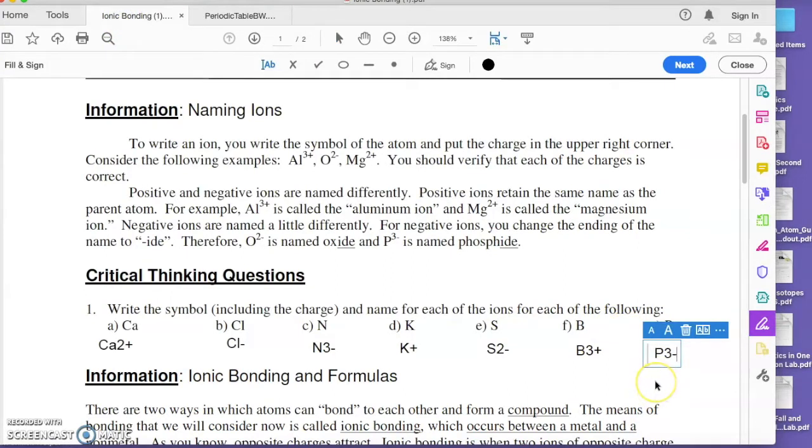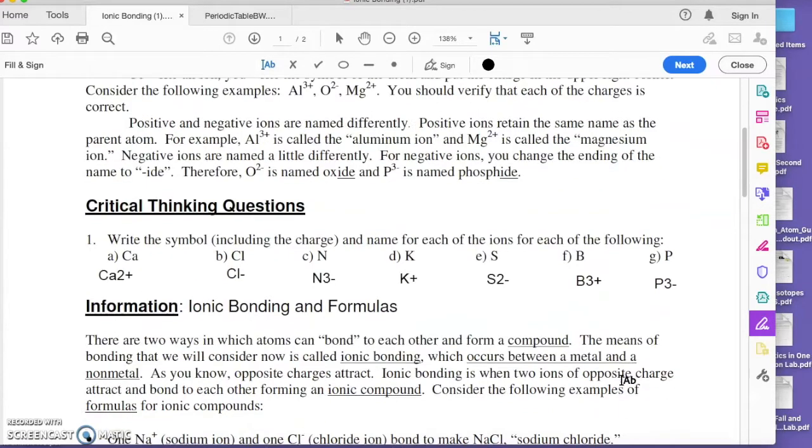Now remember, those charges aren't in bold print; they're a superscript up and to the right of the atom symbol. I just can't type it that way using this software. Okay, so that's how the charges go.